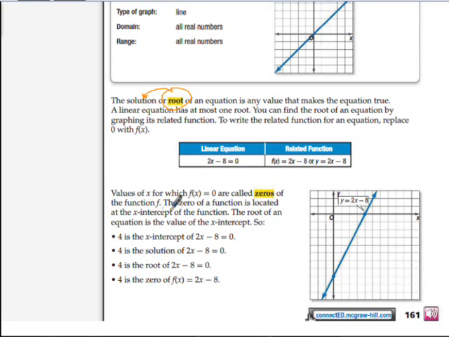The values of x for which f of x equals 0 are called zeros. Another word for solution or root. So roots, solutions, zeros, and you may also recognize that this is the x-intercept. All of those are the same thing: x-intercept, roots, zeros, solutions. So the x-intercept here is 4. The solution here, 4. The root, 4. The zero, 4. All the same thing.